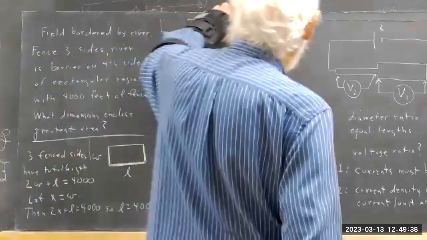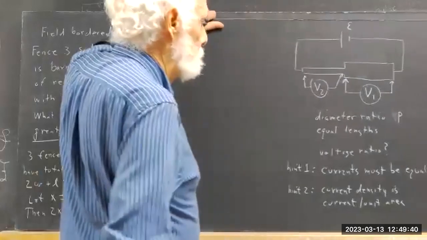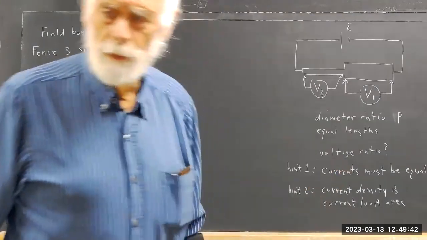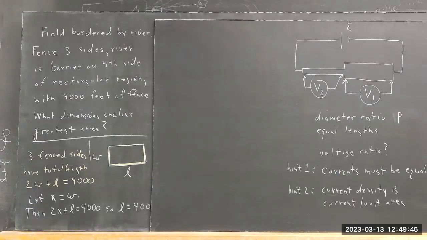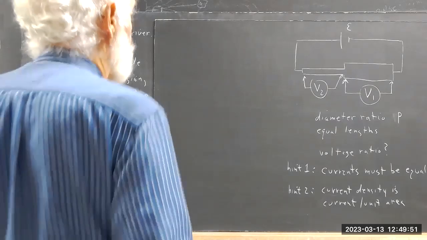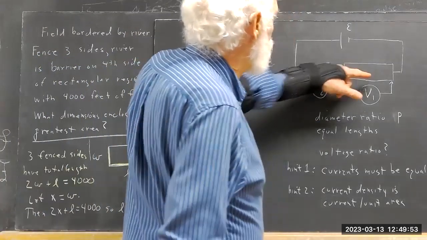Okay, we posed this problem. Let's make sure everything's visible. We pose this problem where we have two wires. This is wire one, this is wire two.